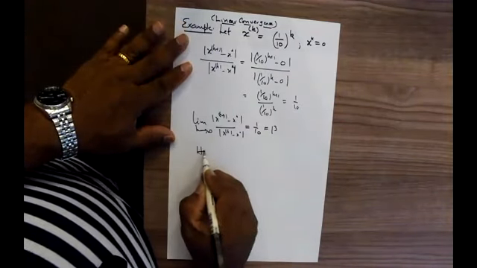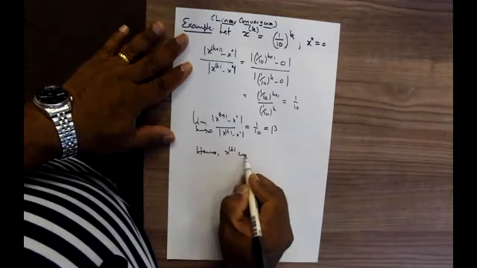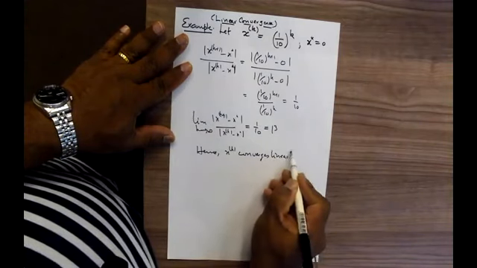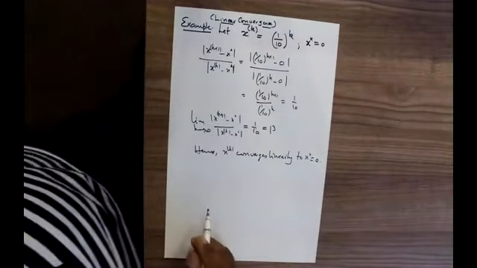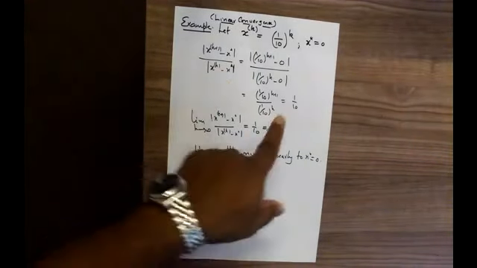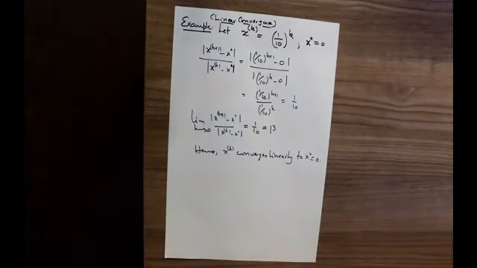And x_k converges linearly to x star, which is 0. So the rate of convergence is linear. You can show that if we take the square, it won't have a limit. Okay, so let's look at another example.